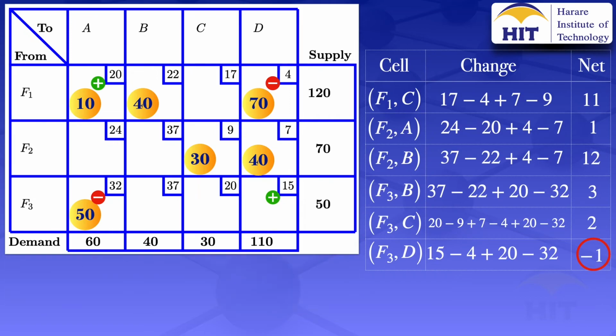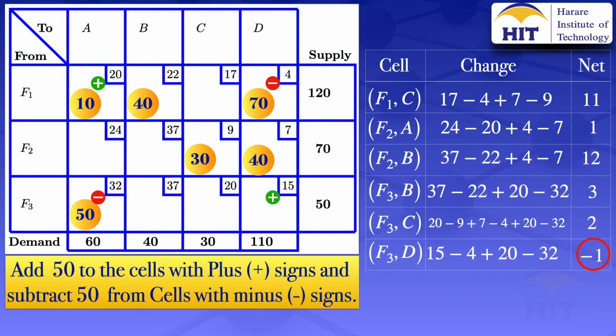So we have to add the 50 to cells where we have the positives, then subtract the 50 from cells that had the minus. So you would have to draw another table, and in that table you'll be consulting this table here, then add to cells with the positive, you add 50, cells with the negative, you subtract 50. So draw another transportation table, then do those allocations.